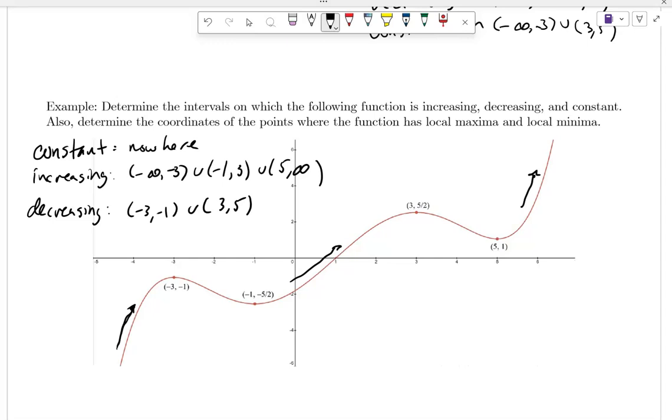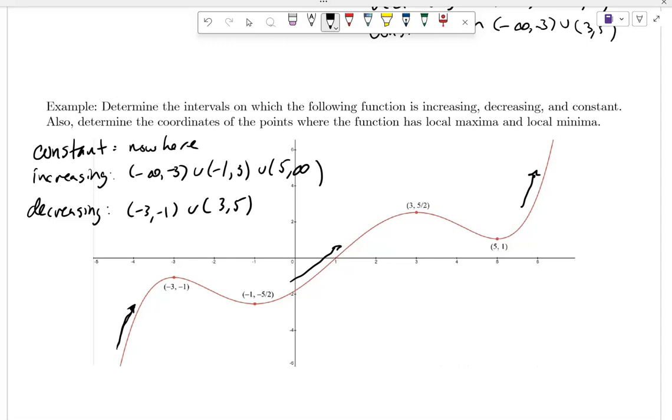Those parts okay? Okay. Notice there's also an extra thing it asks us about. It didn't just ask for increasing, decreasing, constant. It also asks for local maxima and local minima. Basically, what this means is look for a hill, look for a valley. A maximum is the top of a hill. A minimum is the bottom of a valley. Okay? So it asks for the coordinates of the points.